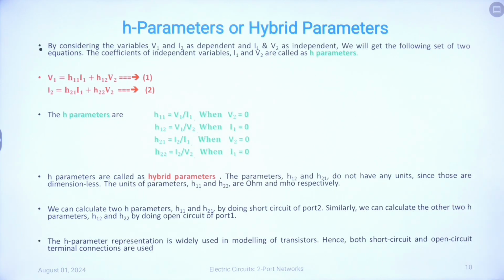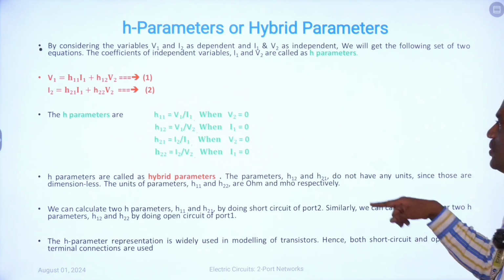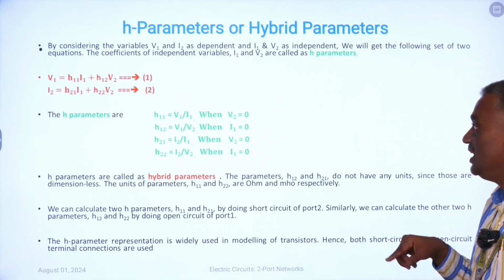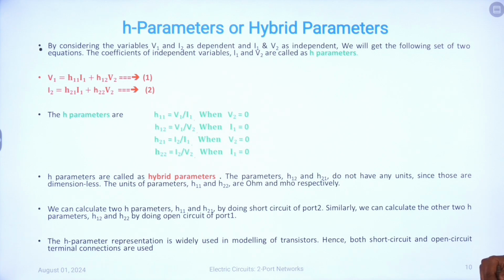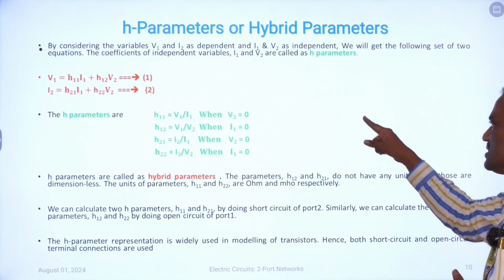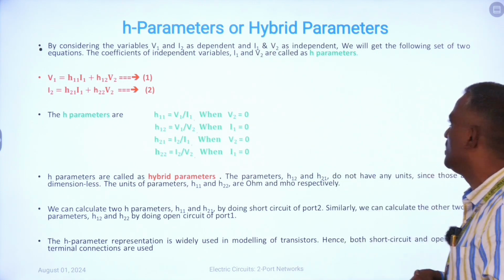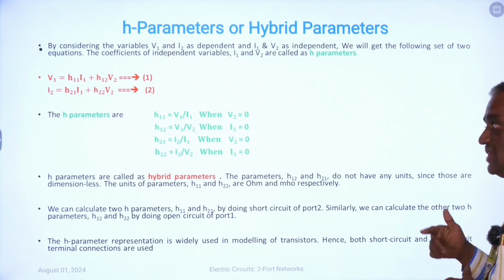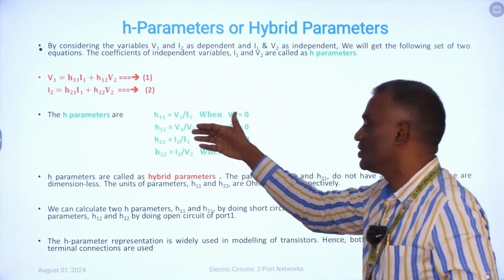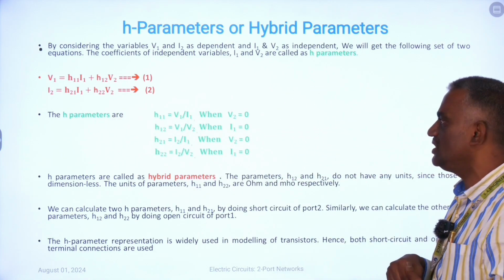Next is hybrid parameters. Hybrid is going to combine the features of the first two parameters, that is nothing but the Z parameter and then the Y parameter. So here I am going to take my variables as V1 and I2. Yes, it is a combination of voltage and current. Then what about the independent variables? The independent variables are I1 and V2. So we will be getting again two equations, but since it is hybrid, I will have the combination of voltage as well as current in both equations.